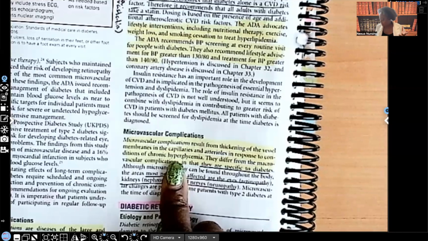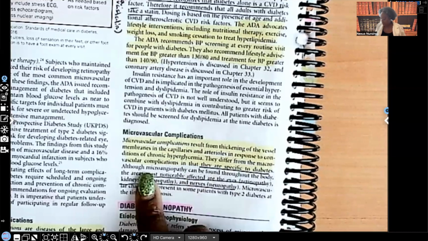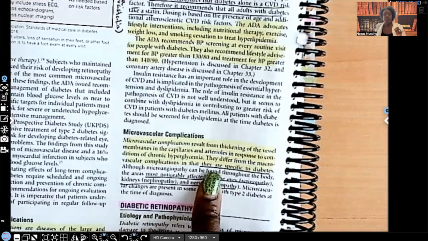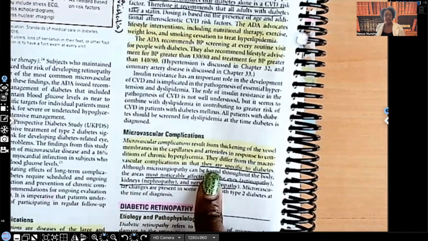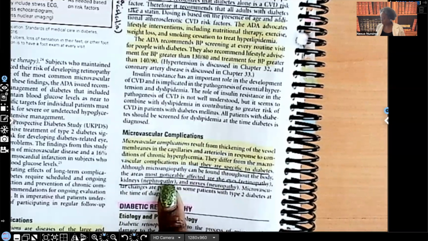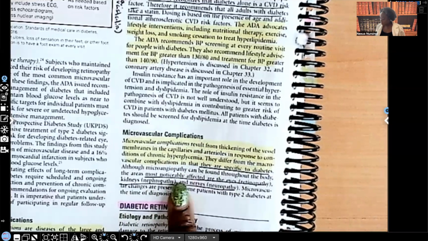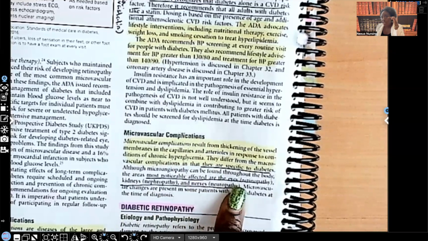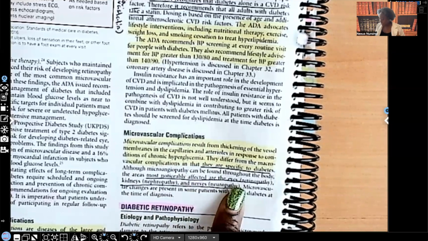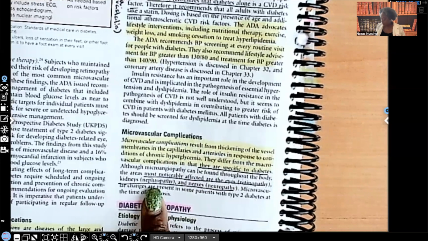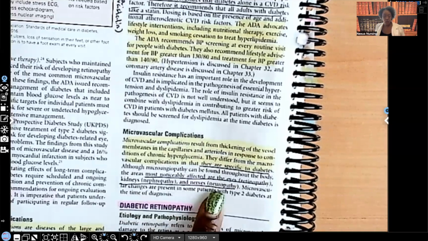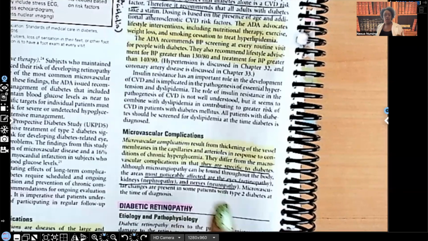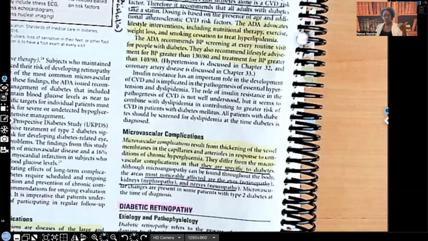It makes sense. They differ from macrovascular complications in that they're specific to diabetes. That's the difference. Okay. Most noticeably affected are the eyes, retinopathy, and that makes sense. Look how tiny those vessels are going to be in your eyeballs. Okay. Retinopathy, kidneys, that's your nephropathy, and nerves, that's your neuropathy. You need to know those three for your microvascular complications. All right, let's talk about retinopathy. We're talking about the eyeballs.